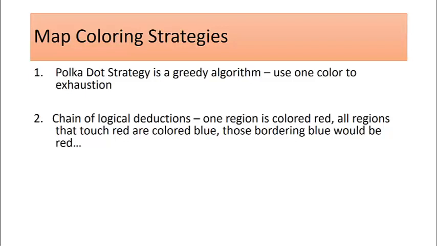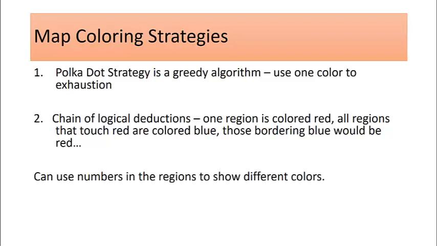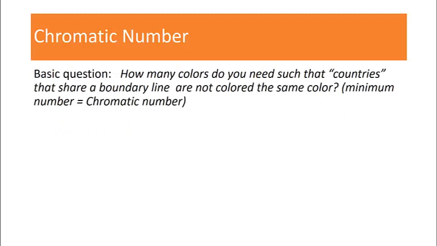One region is colored red, and then our regions that touch red are colored blue. Those bordering blue would be colored red, so on and so forth. And if you don't happen to have nice crayons or markers handy, you can always just use numbers in the regions to represent different colors. The basic question is, how many colors do you need so that countries that share a boundary line are not colored the same color? This minimum color in graph theory is called the chromatic number of our graph.